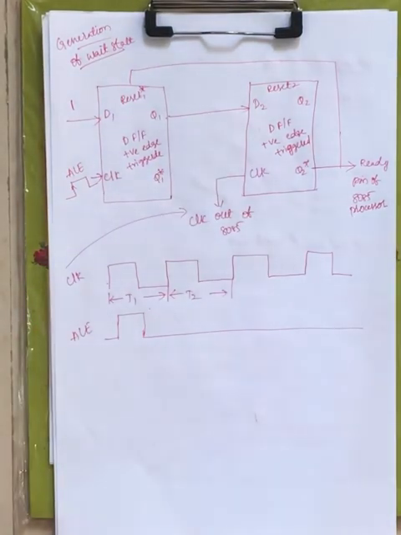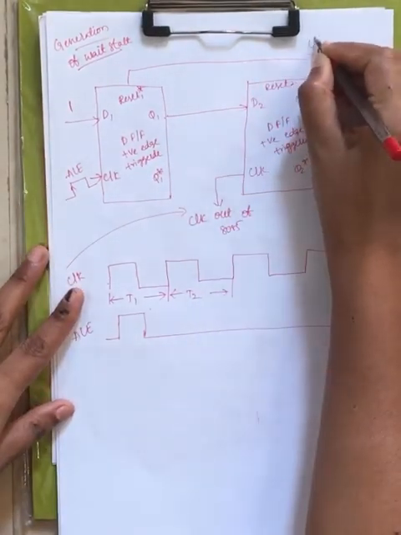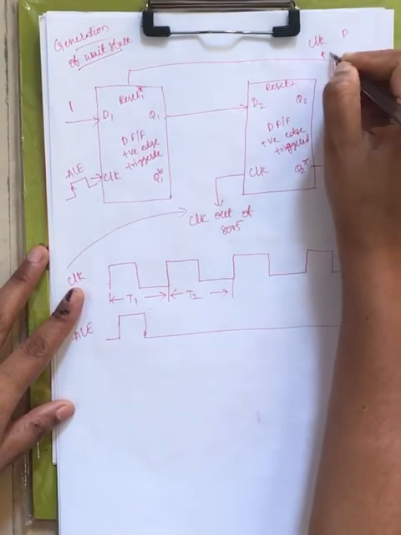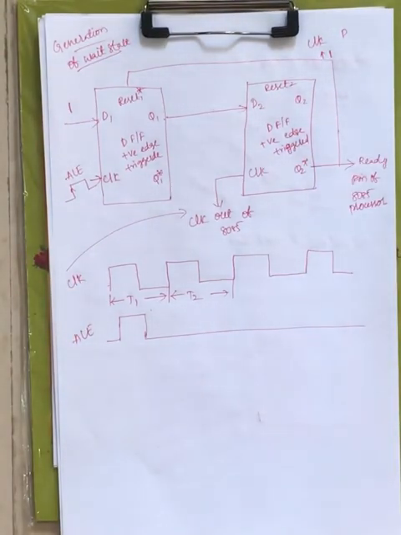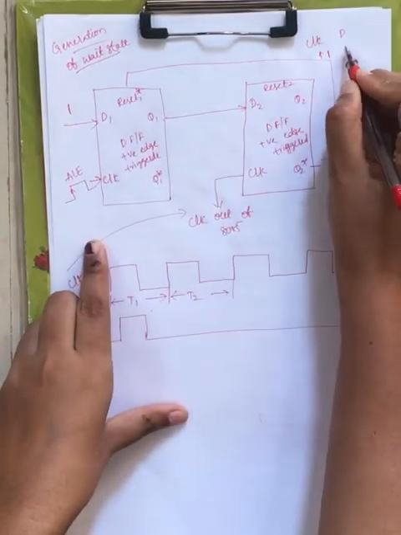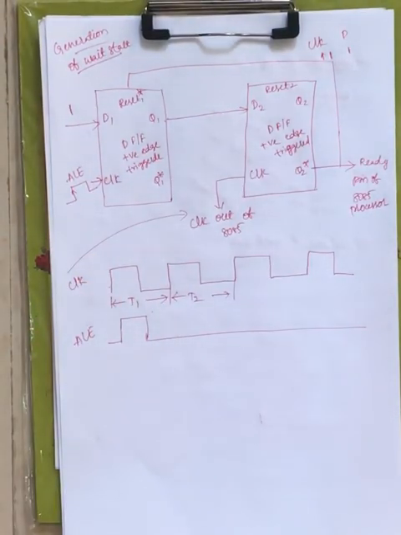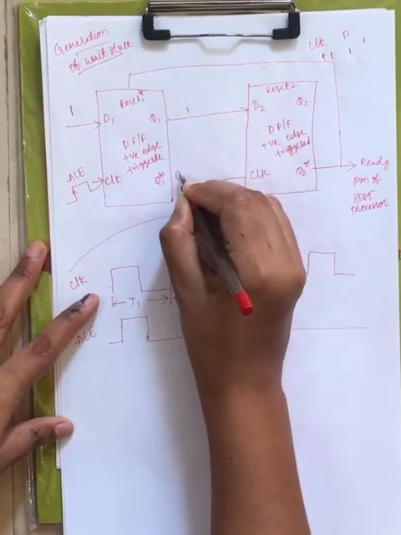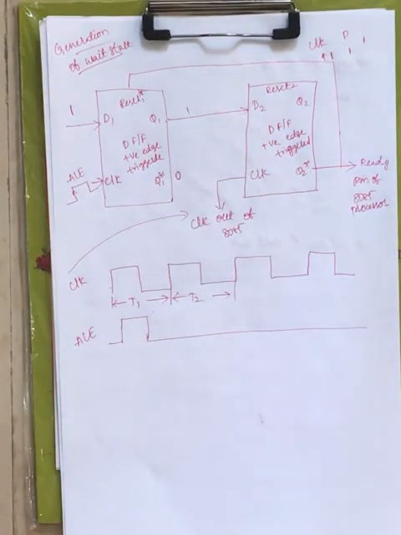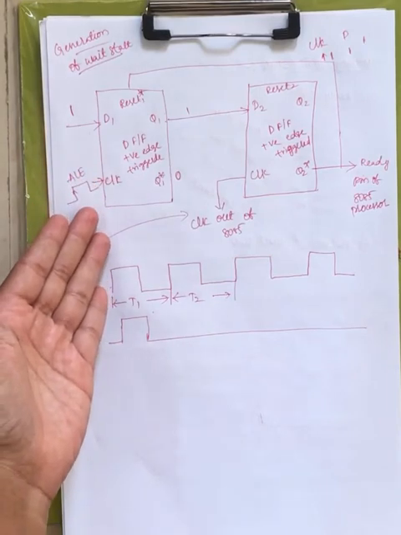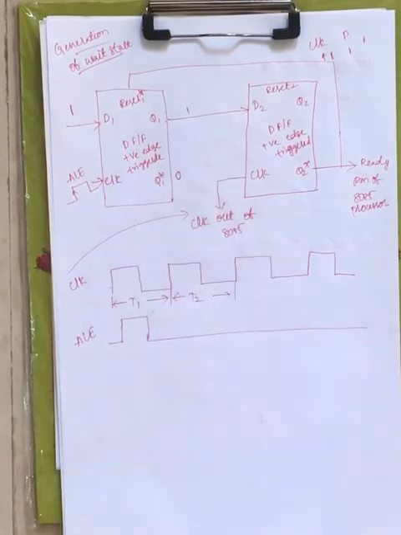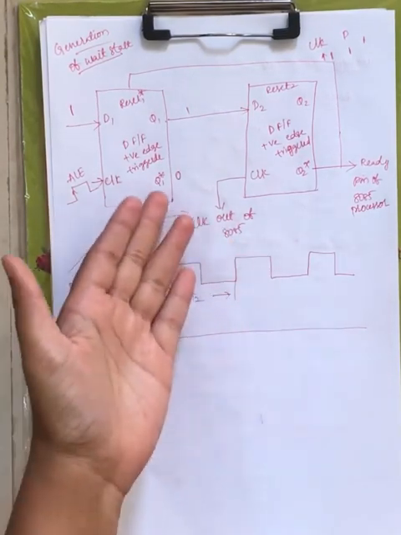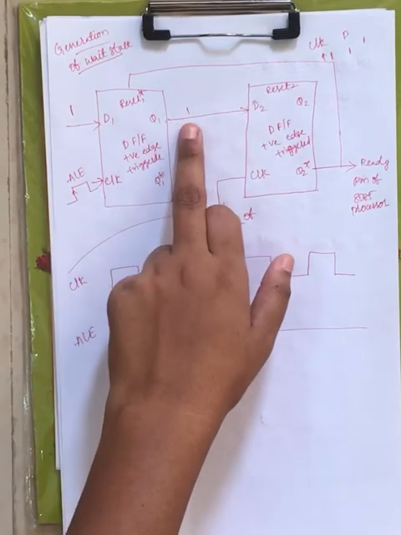Now what is Q1? When the clock signal is high, that is 1, and D1 is always 1. When both are 1, what is the output of Q1? It is 1, and Q1 dash will be 0. When D1 is 1 and the clock signal is high, Q1 will be 1 and the next state Q1 dash will be 0. Anyhow we are not considering Q1 dash, that's why we are neglecting it.